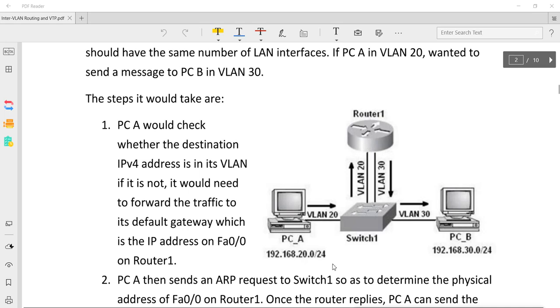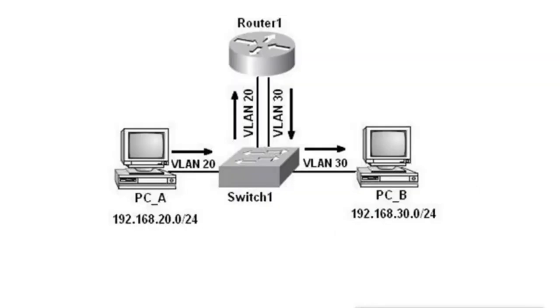So for example, I will show you how it works here. Now here we have a switch which has two VLANs, 20 and 30. This machine is connected to this VLAN, this machine is connected to VLAN 30. Now when we do this, we need an interface on the router, one interface for each particular VLAN.